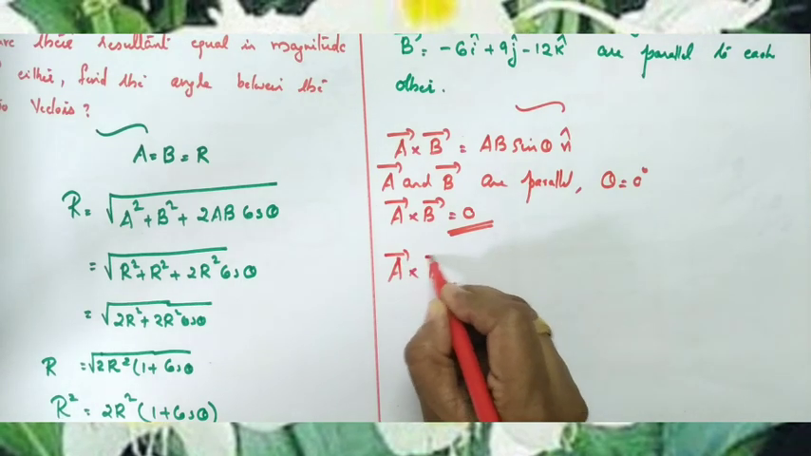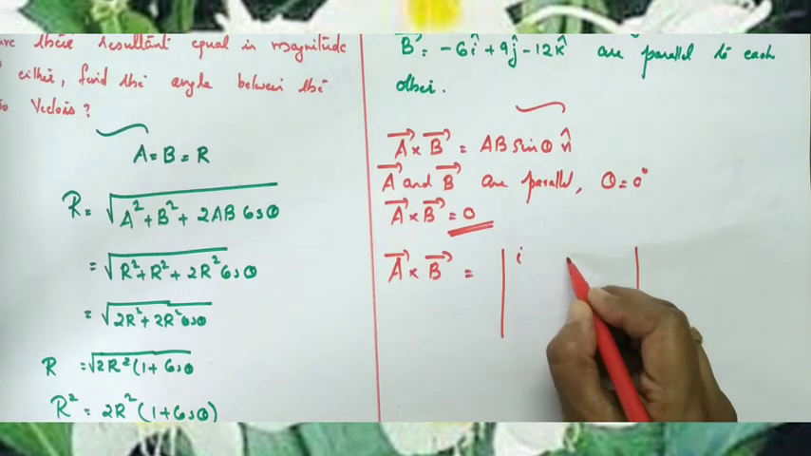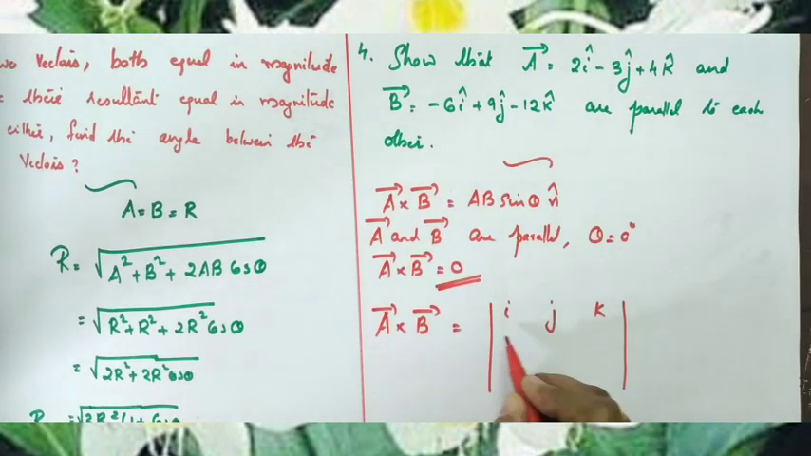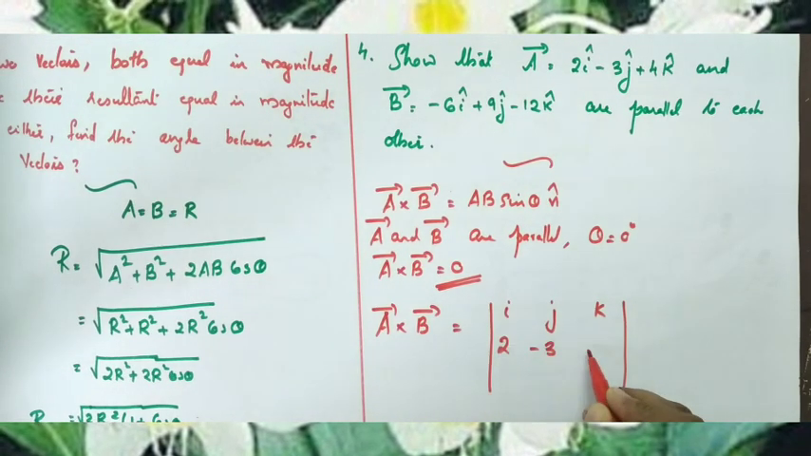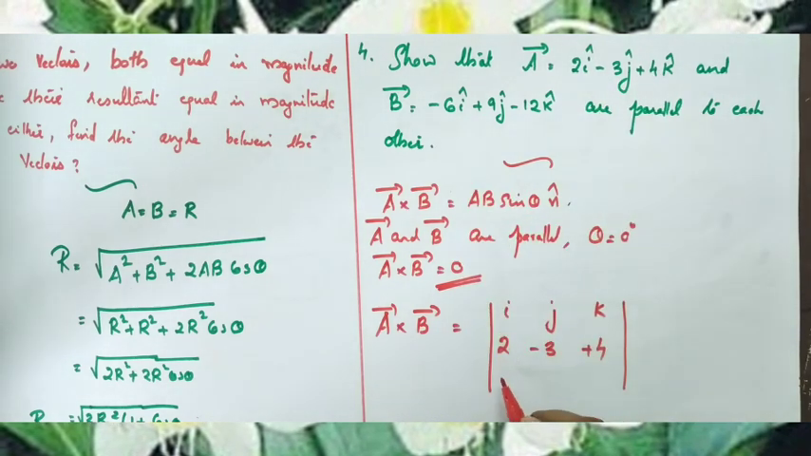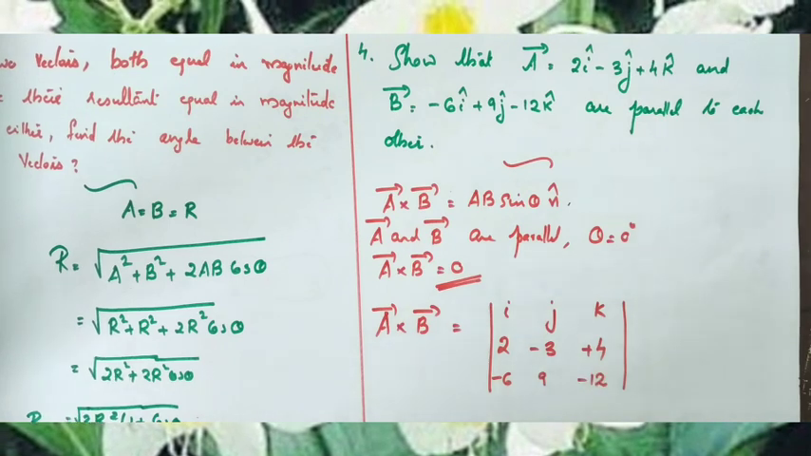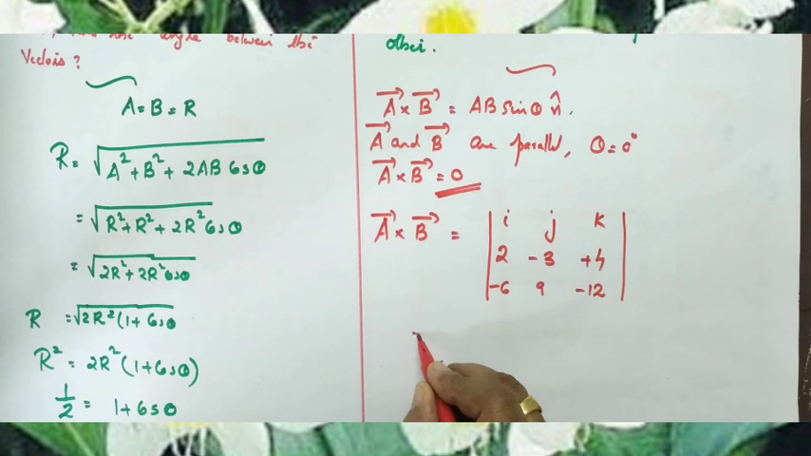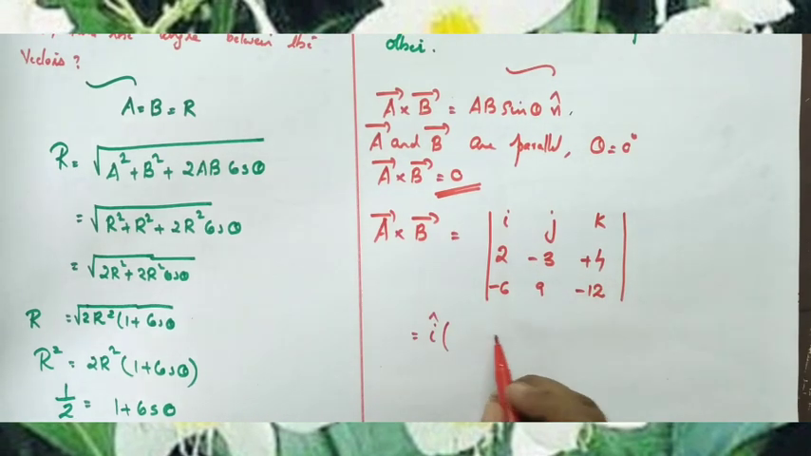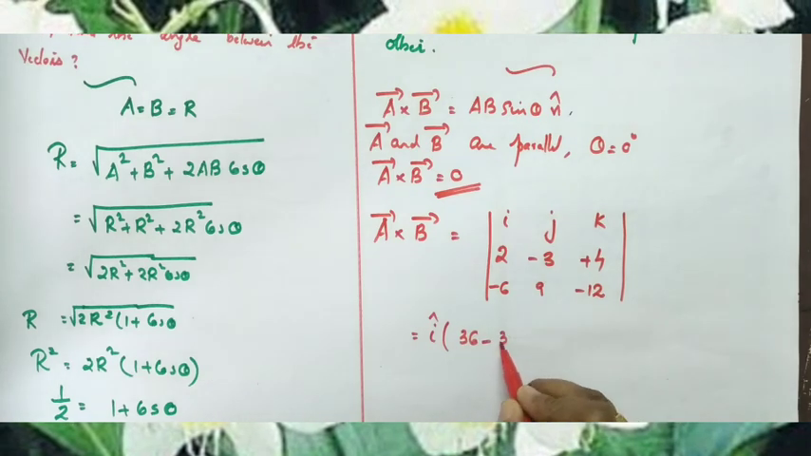Vector A cross B is equal to, this is the method of finding the cross product: i, j, k. Then the components of vector A are 2, minus 3, plus 4. For vector B: minus 6, 9, then minus 12. Now we can find the cross product: i into 3 into 12, 36, minus 9 into 4, 36.